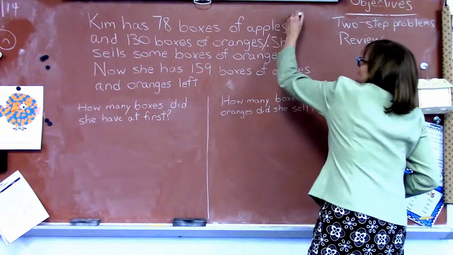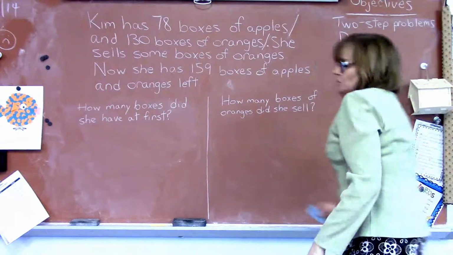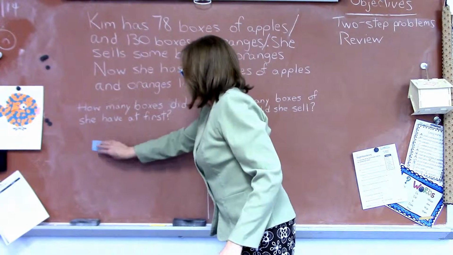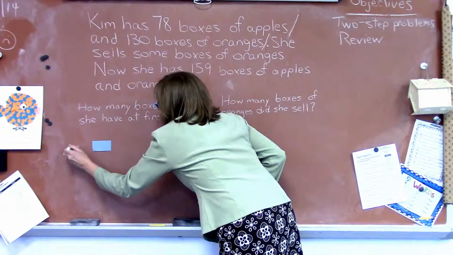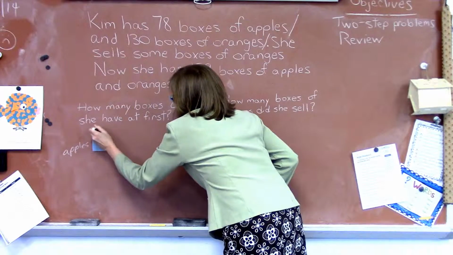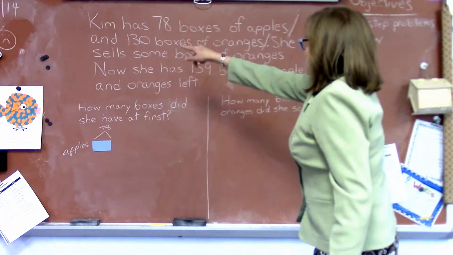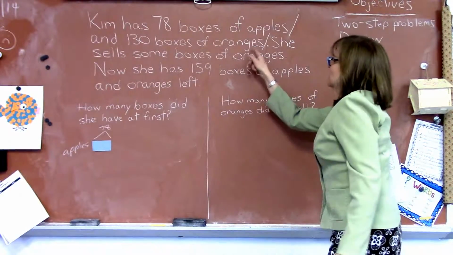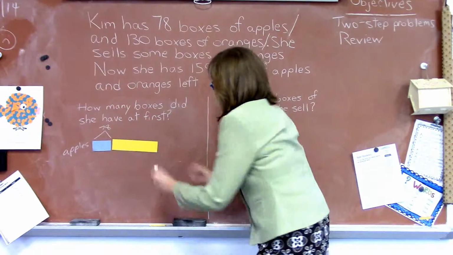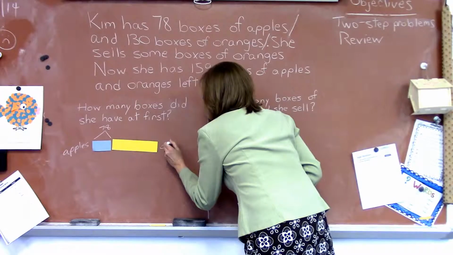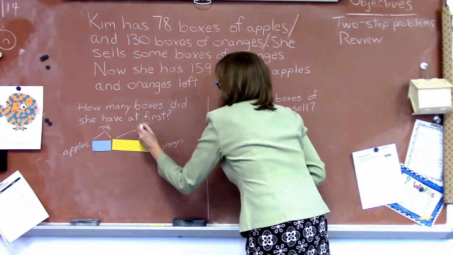First off, Kim has 78 boxes of apples. That's our first piece of information. I'm going to use a bar model to show that. I'm going to say this shows the number of apples that she had. And we know from the problem that that number is 78. Let's look at the next piece of information. 130 boxes of oranges. Well, I'm going to use a bar model to show that as well. That's going to show me the number of oranges. And we know from the problem that that number is 130.